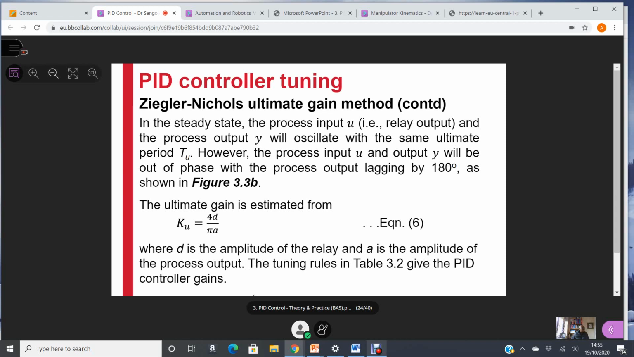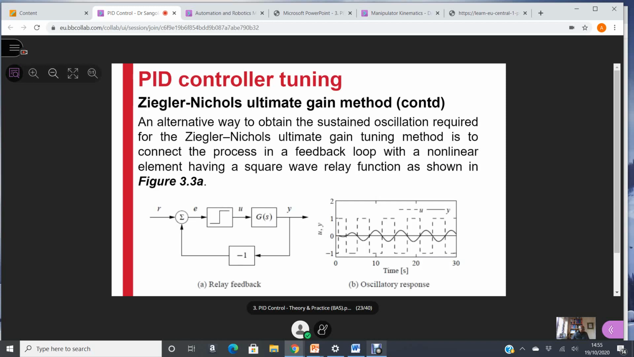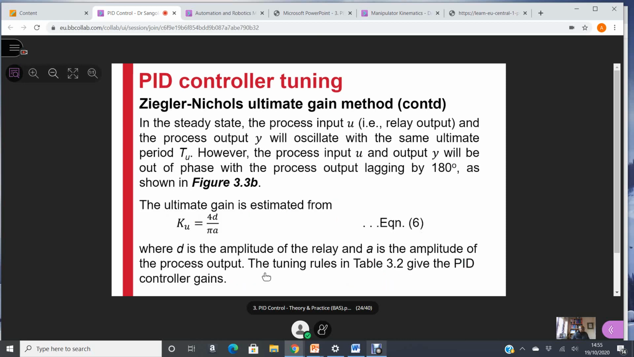Okay, so flip back to the diagram again. In this plot you have an amplitude for the square wave, the rectangular wave of the relay output, and then you have the sine wave output of the process. In the case of the relay, the amplitude shown is 1, but in the case of the output signal, somewhere around 0.4 or whatever it is, but you can see that they have different amplitudes which can be measured. So when you measure the amplitude of the relay D and the amplitude of process output A, you use those two values to calculate your ultimate gain.